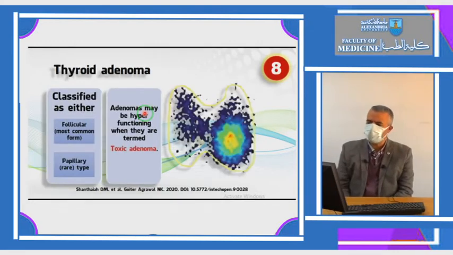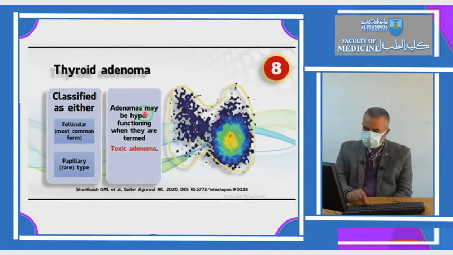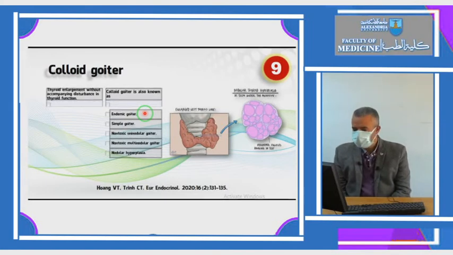Also, we have the so-called thyroid adenoma, which is classified histologically into either follicular or papillary. Adenomas may also be hyperfunctioning, and in this way it would be called toxic adenoma. Whether it is a uninodular or a multinodular goiter, it may become toxic, as I have shown you, or it may come without hyperfunctioning. So a goiter due to the accumulation of colloid without hyperfunctioning is called colloid goiter.